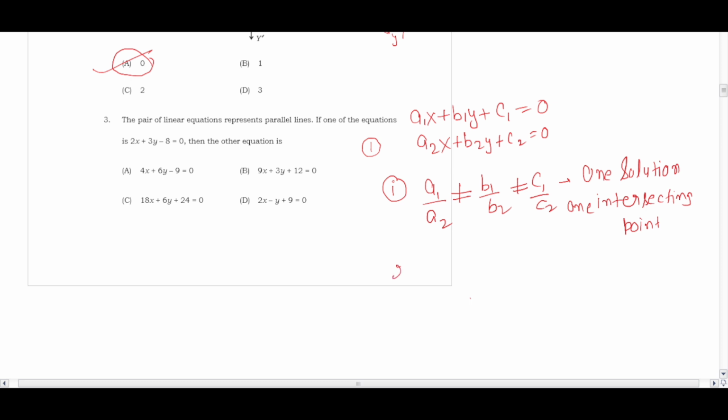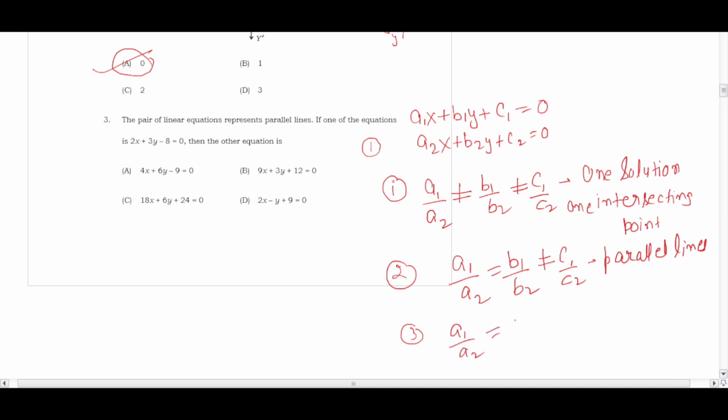See, second case: a1 by a2 equals b1 by b2 not equals c1 by c2. That time only parallel lines. Here, third case: a1 by a2 equals b1 by b2 equals c1 by c2. That time only infinitely many solutions.